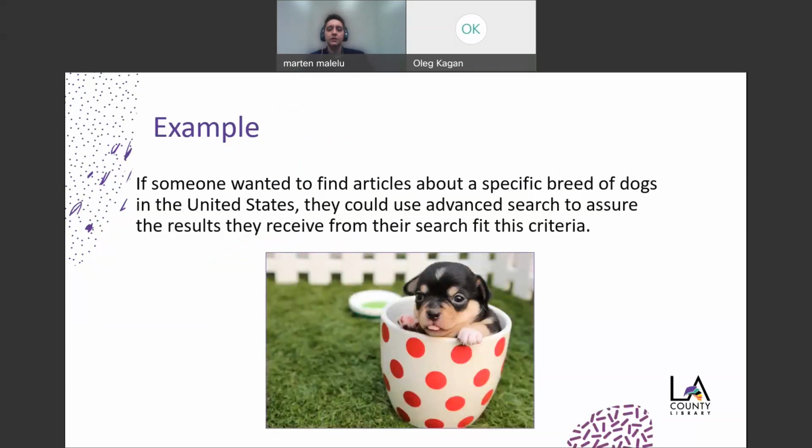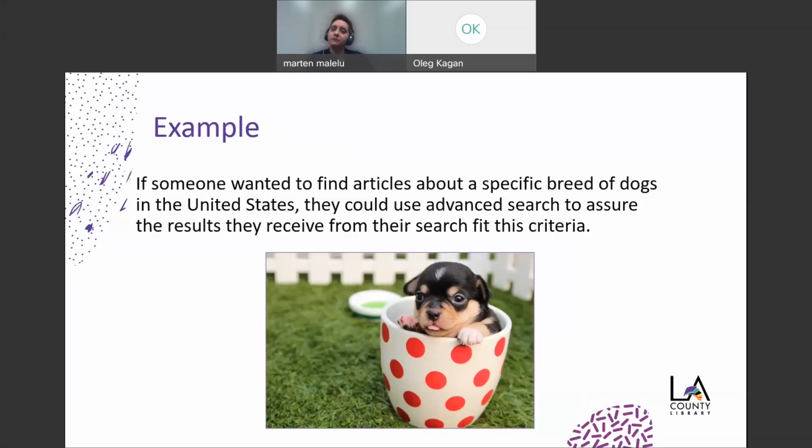An example of a time you might use this is if you wanted to look up articles about a specific breed of dogs. You're interested in getting a dog, and you want to read more about the type you want. You could narrow your search down to find out about those dogs, for example limiting your results to those dogs in the US, like how people perceive them or where people have them. You could use these techniques to make sure the results you're looking for come up at the top.